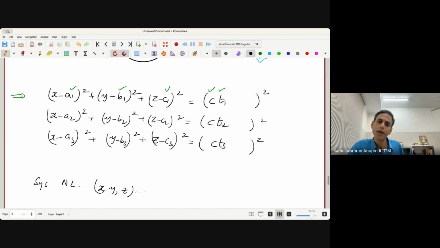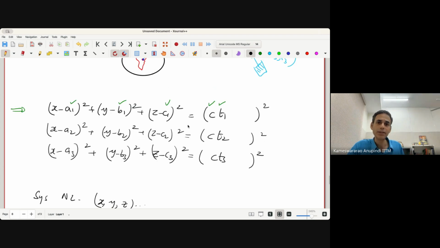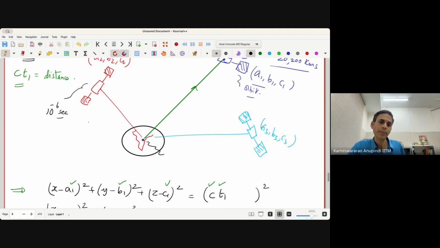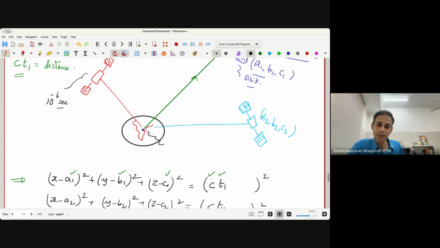But then there is one problem. Although we can measure the time, the accuracy of the clocks in your phone or in the device and on the satellite are very different. The satellites are usually equipped with very accurate clocks, which are like atomic clocks, which are accurate up to 10 to the power minus 6 second, whereas your devices are not so accurate. So this small time difference, even though it is in microseconds, because of the speed of light and the distances involved, can cause a large difference in the distance.